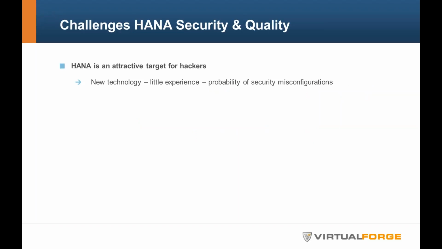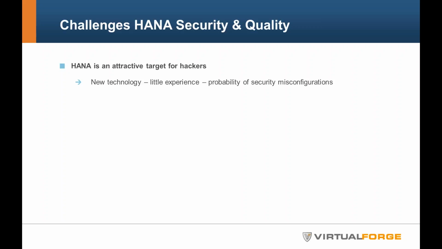The first one is HANA is a very attractive target for hackers again. The reason is HANA is a new technology, which also means that IT administrators, developers, everyone who has to do something with HANA has little experience in the technology, which increases the probability of security misconfigurations or development errors, which can lead to security weaknesses. So that makes it very attractive for hackers.